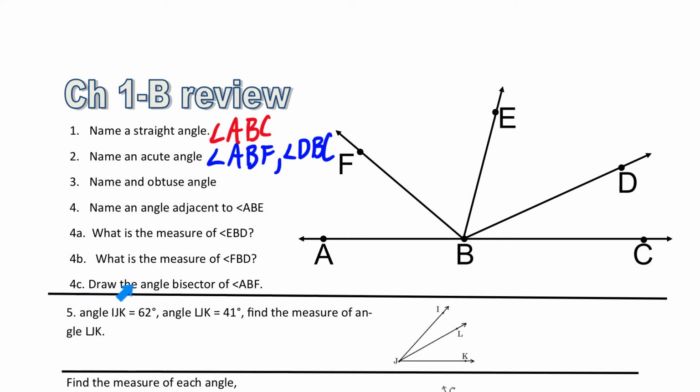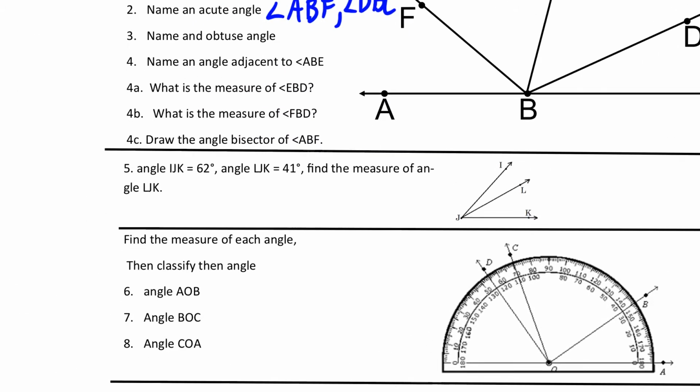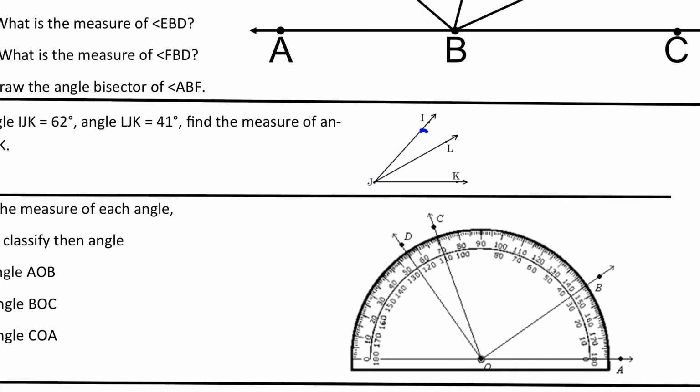So on 4C, what it says to do is draw the angle bisector of ABF. So here's ABF. What does angle bisector mean? Like the middle part? It cuts it exactly in the middle. So what you're going to do is measure ABF, and then find out what halfway is, and draw the ray in there that cuts that in half. Okay?